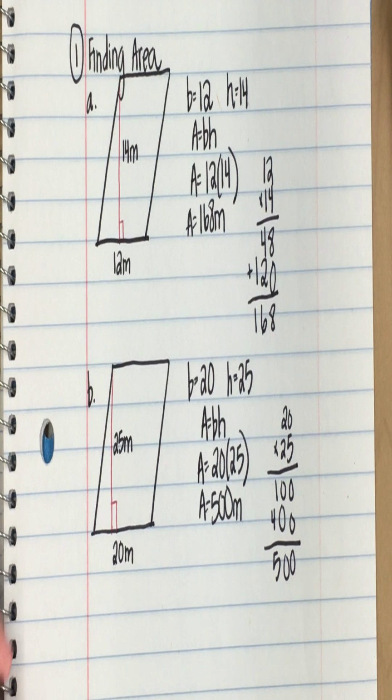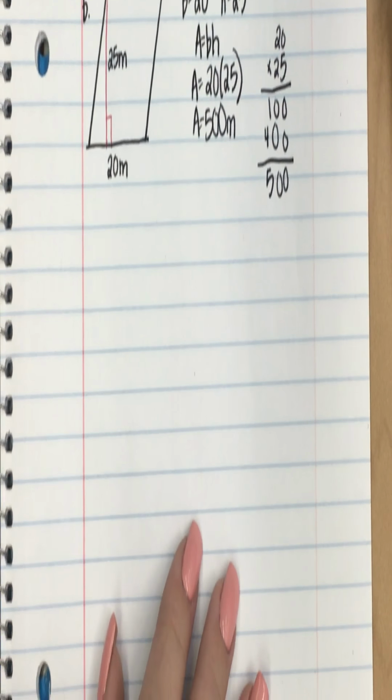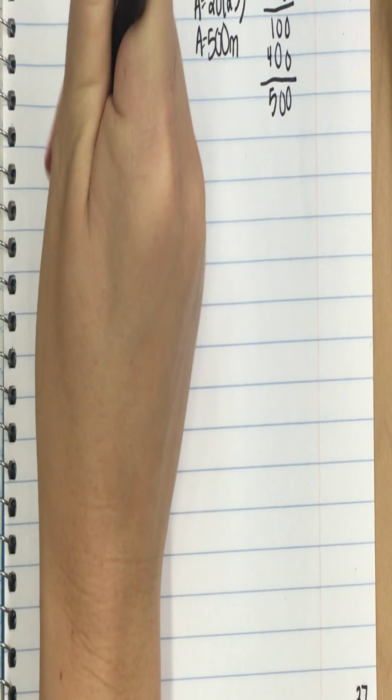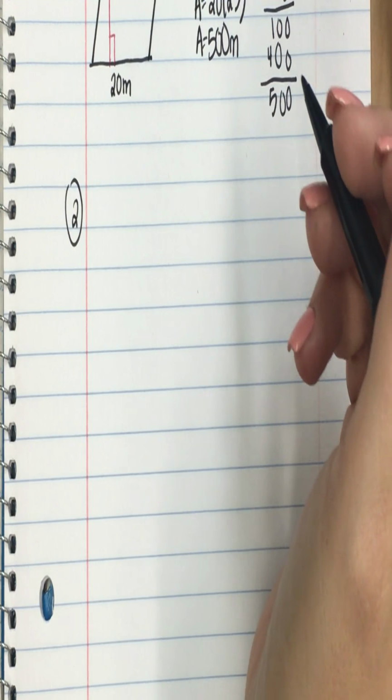All right, so now that we've found the area of the parallelogram, we're going to look at some where they don't give us the base times height. So we're going to be looking at finding the area of a parallelogram on a grid.